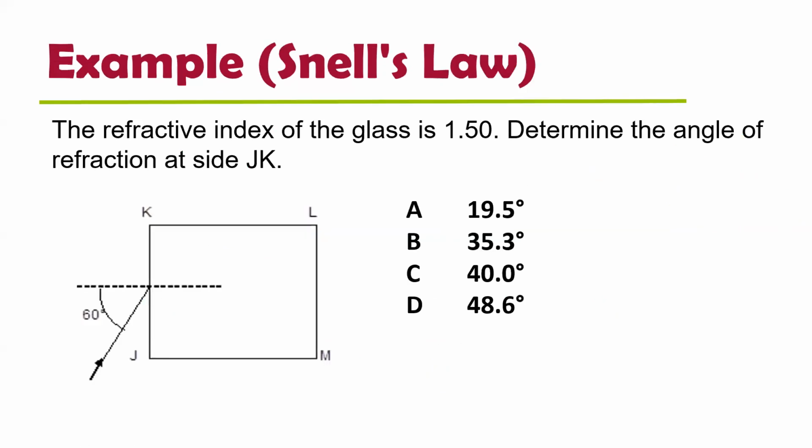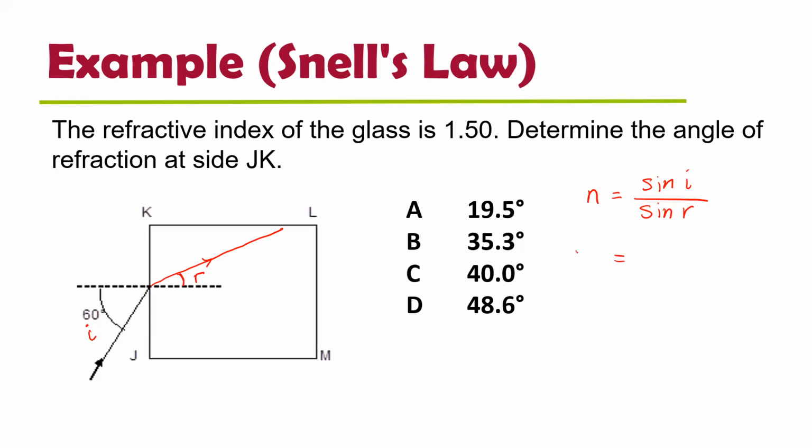Next question. The refractive index of glass is 1.5. Determine the angle of refraction at JK. So I know that my light ray is moving into the glass, so it will bend towards the normal. It looks something like this. And this is my angle of incidence, which is the angle in the air over the angle in the medium. So I'm going to apply my formula, n equals sine of the angle in the air, which is i, over sine r.